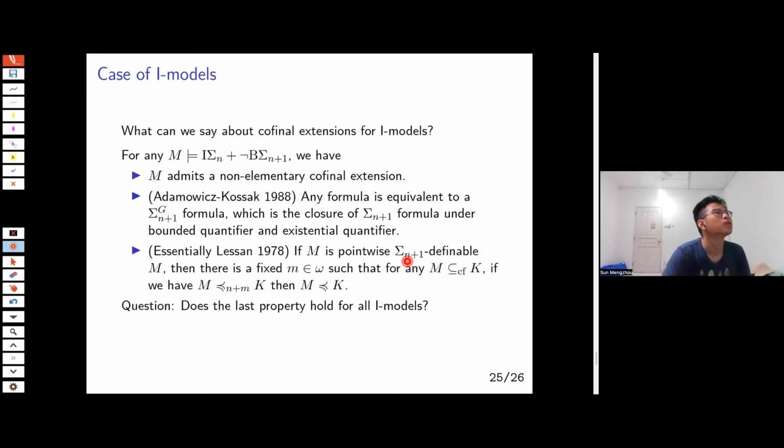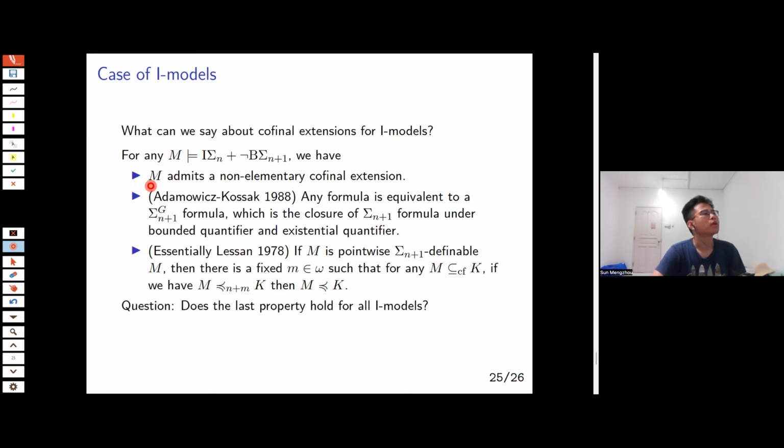Okay, so here's the last slide. It's about the case of I models. So I think I need one more minute, and sorry about that. All we did before are about B models. So what can we say about the other level, which is the cofinal extension for I models?